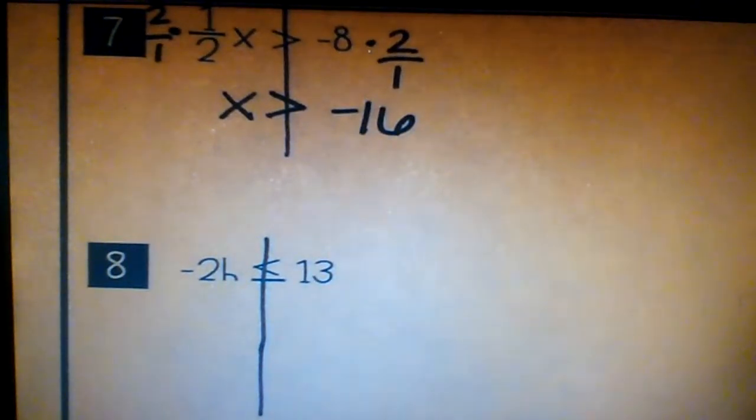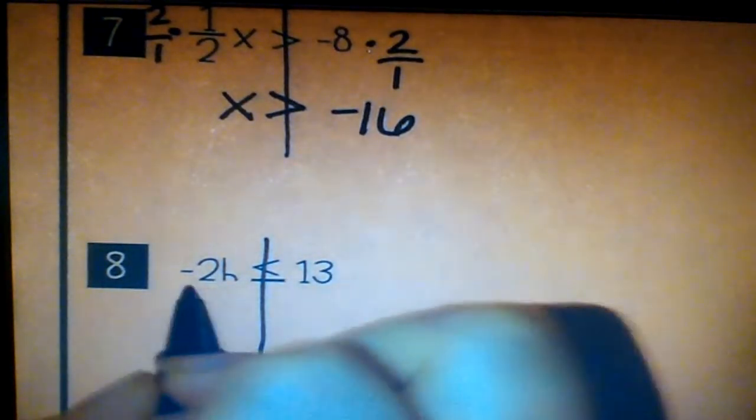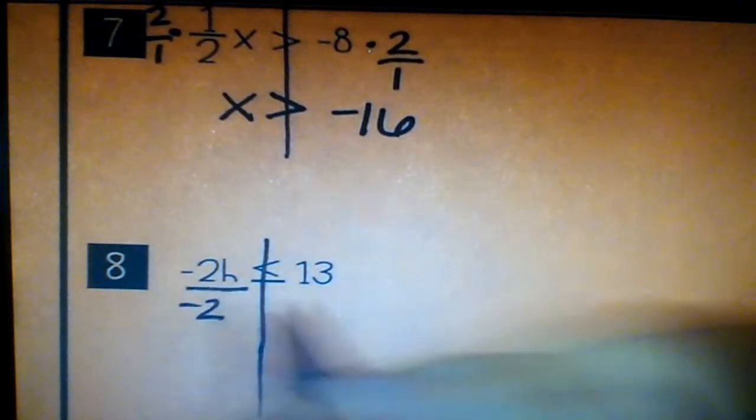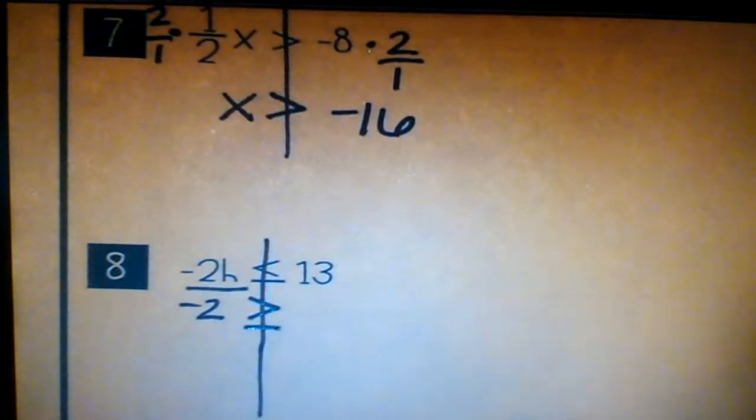Okay, this last one is the one where you have to be careful. What do I have to do to get h by itself? Divide by what? -2. So stop there. Divide by negative. Anytime you multiply or divide by a negative, this sign has to go in the opposite direction. So it was less than, because I'm dividing by a negative, this becomes greater than or equal to now.